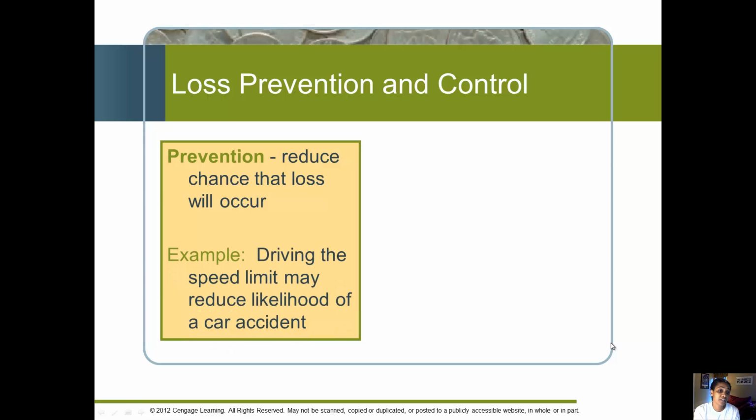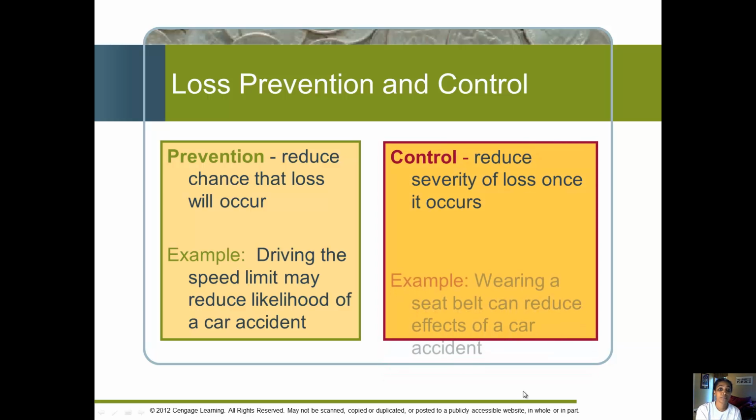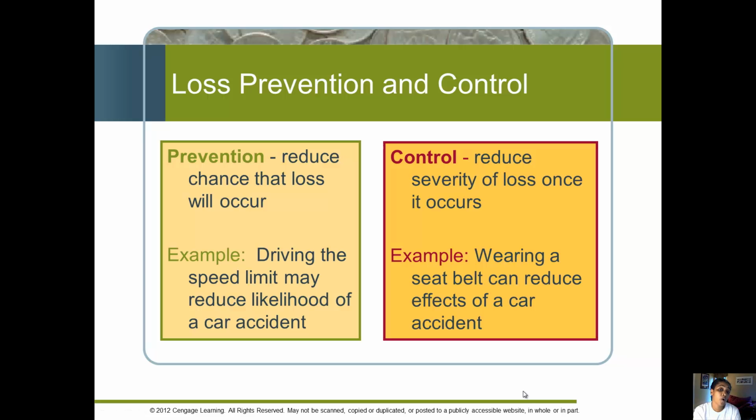Some other things that we do is we try to prevent losses, and so we try to reduce the chance that losses will occur. And we could do that by just being more careful. So getting back to the car example, if we can't avoid the risk of a car accident altogether by not driving, then we could prevent losses by driving more carefully, following the speed limit, following any other applicable driving rules. And then we could control risk by wearing our seatbelt.